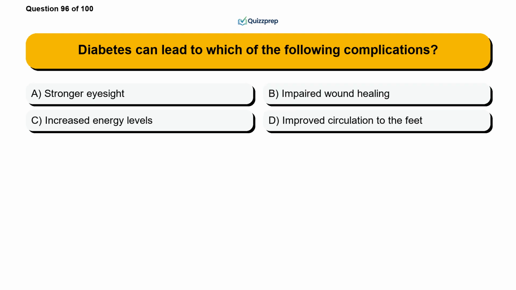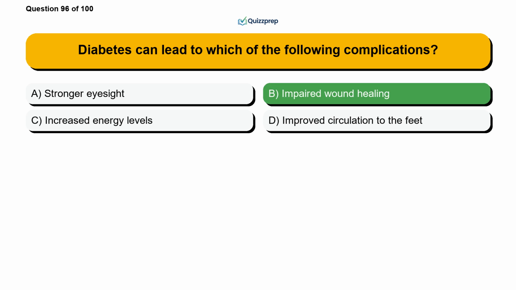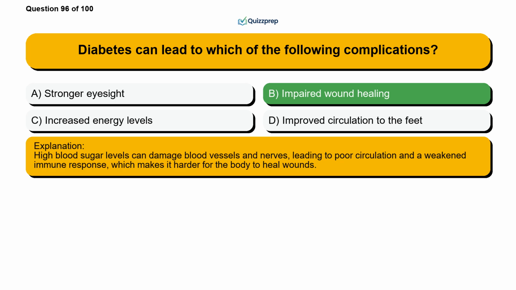Question 96. Diabetes can lead to which of the following complications? Option A, stronger eyesight. Option B, impaired wound healing. Option C, increased energy levels. Option D, improved circulation to the feet. The correct answer is option B, impaired wound healing. High blood sugar levels can damage blood vessels and nerves, leading to poor circulation and a weakened immune response, which makes it harder for the body to heal wounds.